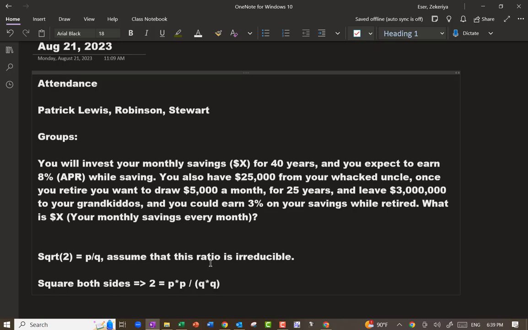This immediately implies that P has to be an even number, okay? No odd number has a square that's a multiple of 2. So the square of P is an even number. That means P is an even number. Think about it. 3 times 3 is 9. Any odd number, hence P must be even.